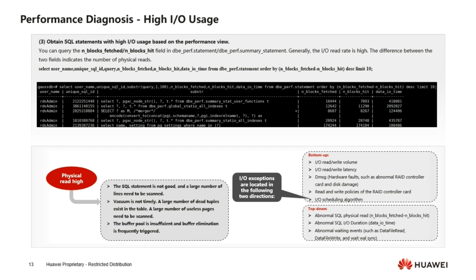In order to determine which one is the actual reason, normally we either look bottom-up, which means that we look at the numbers or the OS config like the RAID policy or the I/O scheduling algorithm. Or we look top-down, that is to focus on the abnormal physical reads, I/O duration, or wait events, which we can figure out in the database itself. I would surely recommend the second method.